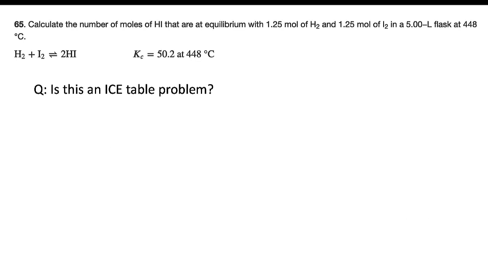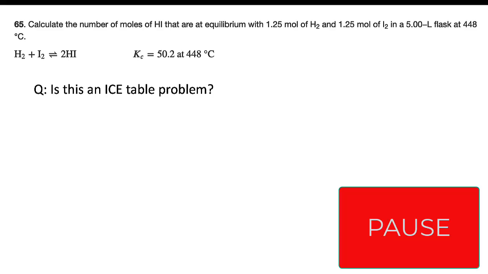Okay, one last question here. Let's try this question. Calculate the number of moles of HI at equilibrium with the following at 448 degrees Celsius. So go ahead and pause here and try to solve this one. And my first question I'd ask you is, do we even need an ice table? Why or why not? And then go ahead and solve.